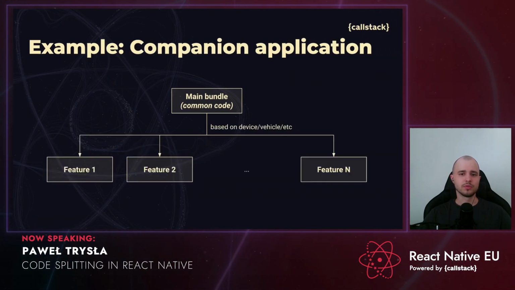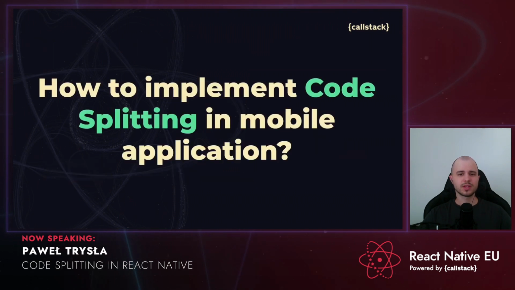Another example would be companion applications for hardware and physical devices. We could put here most of the automotive applications where functionalities could be split into on-demand loaded chunks based on the vehicle parameters. Now that we know what types of applications can benefit from code splitting, let's see how code splitting can be implemented inside mobile applications.